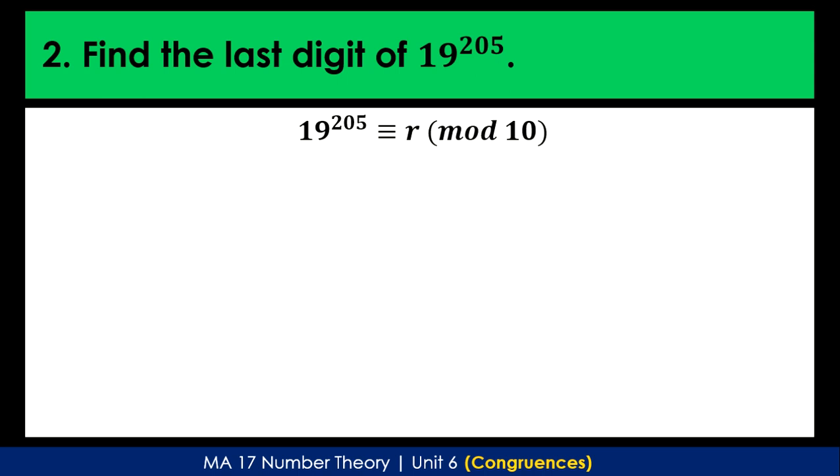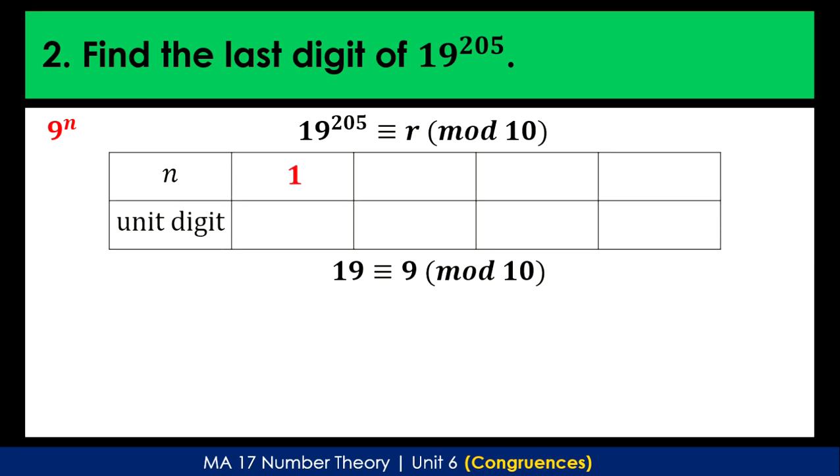Let's observe. Let's start first with 19. If we divide 19 by 10, we have a remainder of 9. So 19 is congruent to 9 modulo 10. Let's focus on that 9. When we raise it to a number, let's observe what will happen. Let's say we have 9 raised to n, and let's try to substitute some values.